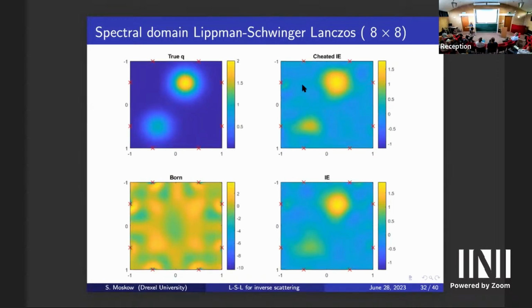And here's a higher contrast, so this one is going up to 2. And here's the cheating again. When you do the cheating, you still have to regularize, right? Here, inverse Born doesn't work anymore because the contrast is too high. And here's the reconstruction from this method. And again, this is the full data matrix for the 8x8 transfer function.